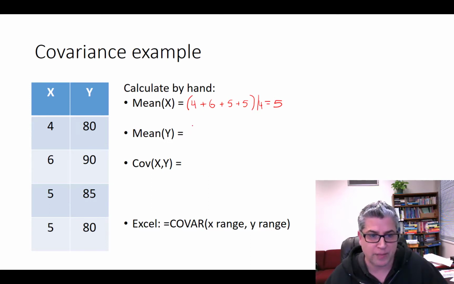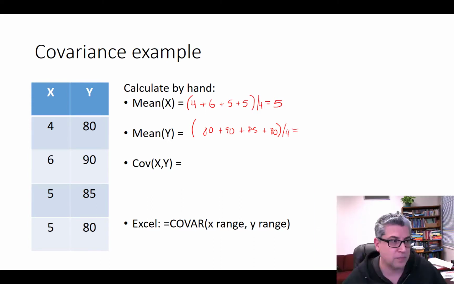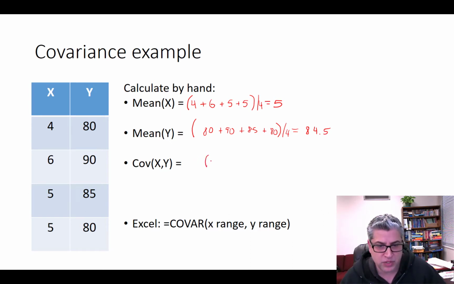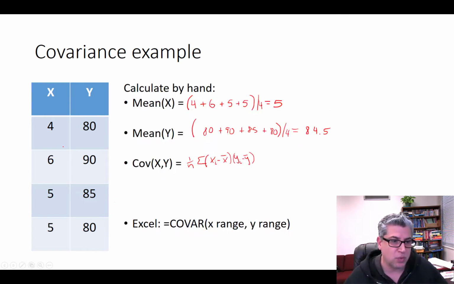Now what about the average y? You have 80 plus 90 plus 85 plus 80, all of that divided by 4. If you plug that into a calculator, you get 84.5. We're going to need that information for our covariance. Now, what's covariance again? We're going to take each of our observations on x, subtract off the mean, multiply by the corresponding observation on y minus its mean, add up all those terms, and then divide by the number of observations, which in this case is 4, because we've got 1, 2, 3, 4 observations.